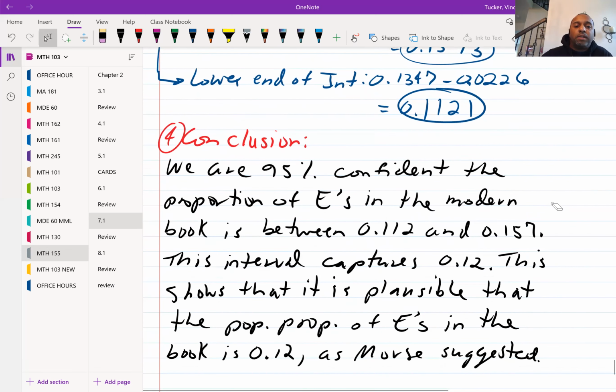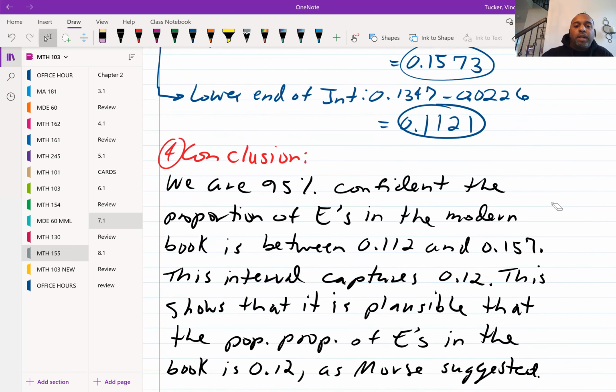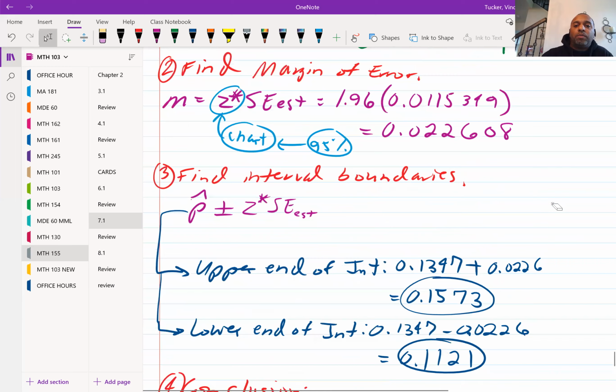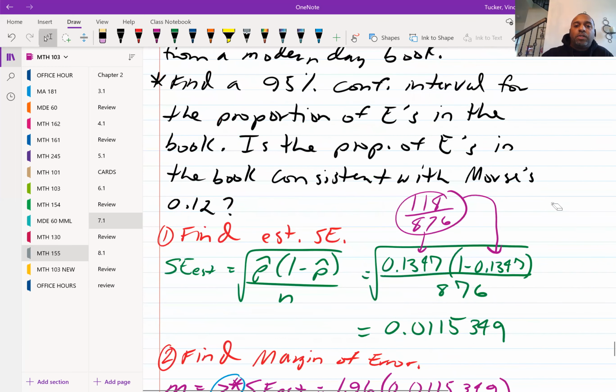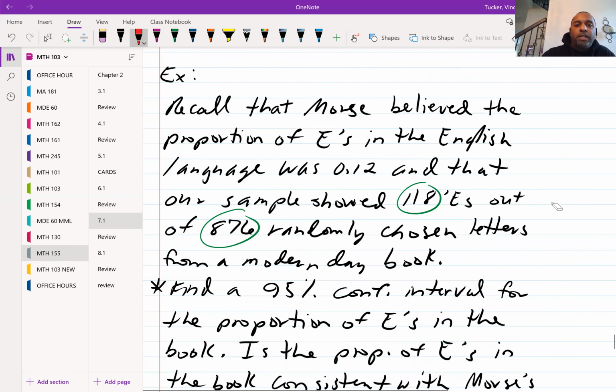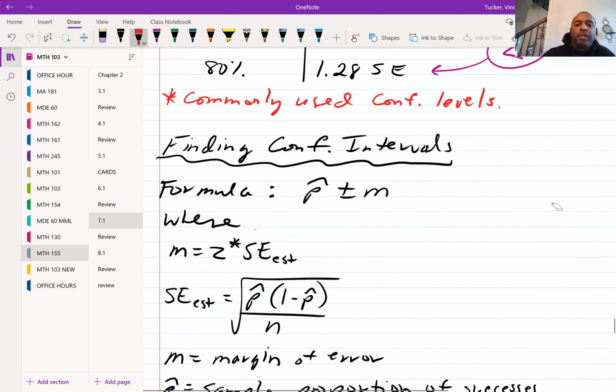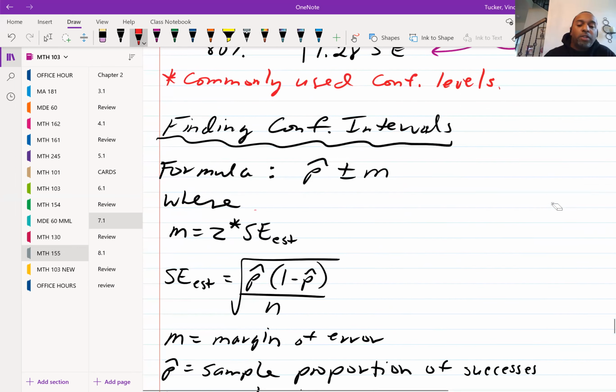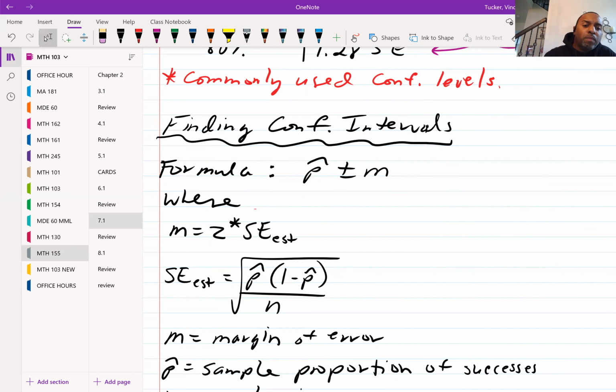Questions on the process? I know some questions may not show up until you start doing some work in it, so keep that in mind as well. But that is it. That's the only type of problems that are in 7.4, making sure you know how to develop or create your confidence interval.